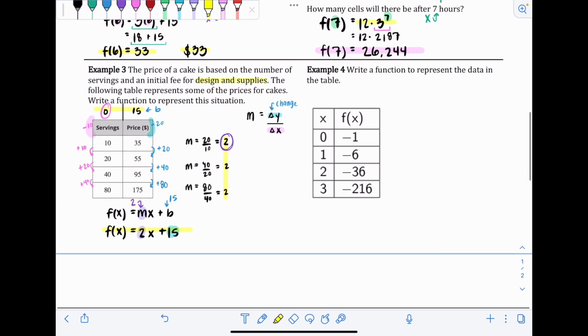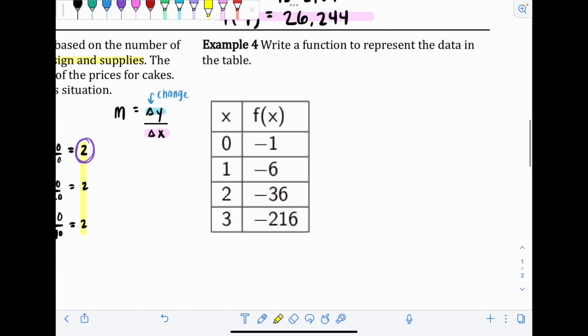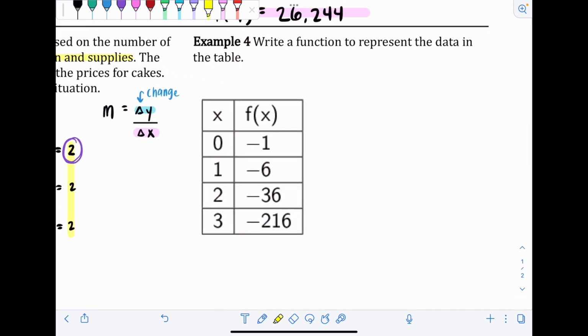Okay, example 4, write a function to represent the data in the table. So if we look at the table, I think one thing that pops out is it looks like we're multiplying by 6 right away. And it's kind of weird because we have negatives there, but you have to remember, when you start with a negative number and you multiply by a positive number, your final outcome is still going to be negative.